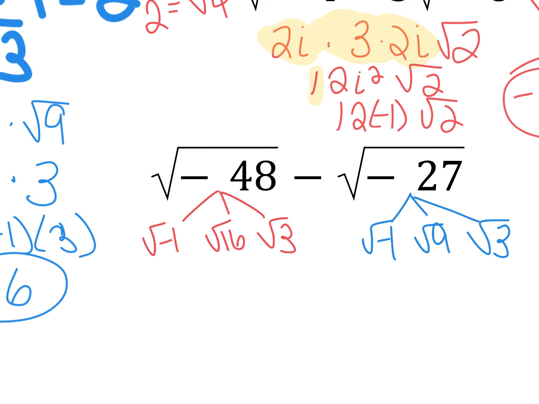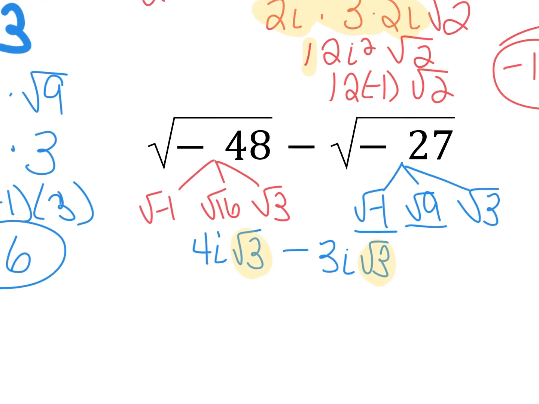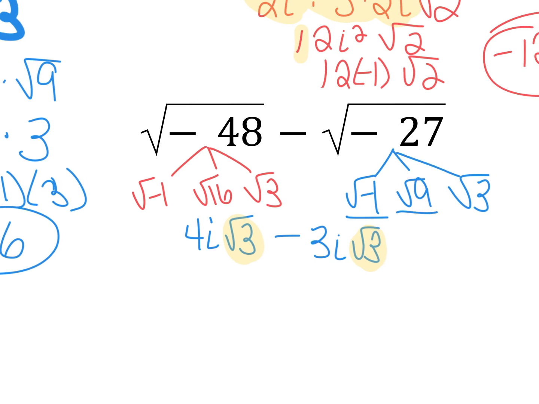The square root of 16 is 4, and the square root of -1 is i. So I'm going to have 4i times the square root of 3. Minus, well, the square root of 9 is 3, that's i, so I'm going to have 3i times the square root of 3. And once we've got, these are the same radicands underneath of there, we can just subtract, and 4i minus 3i is i, or 1i, minus, oops, excuse, not minus, sorry about that, times the square root of 3.